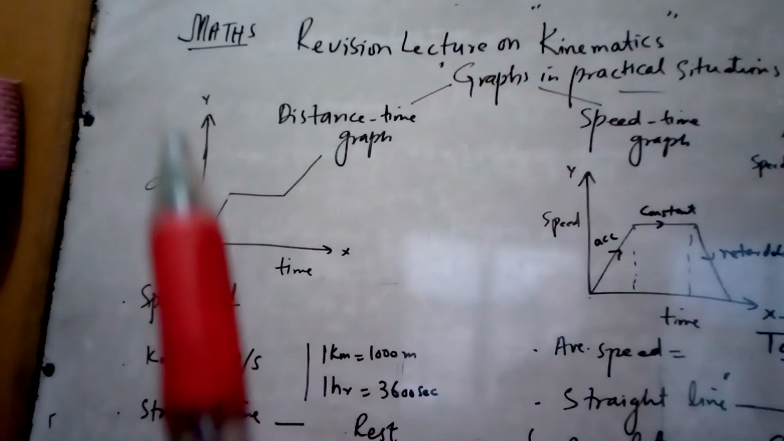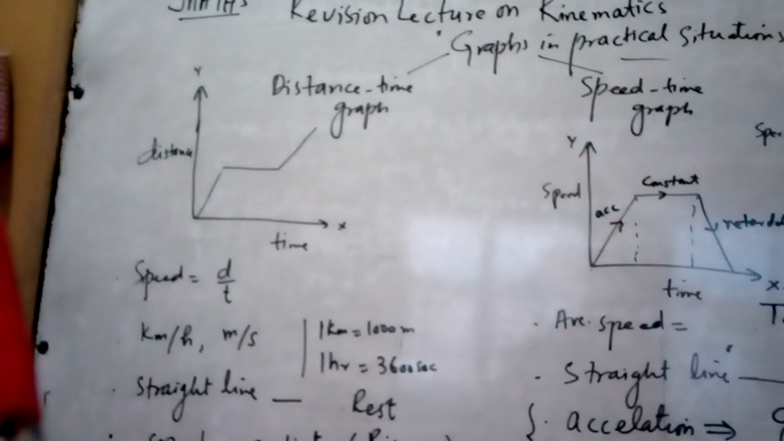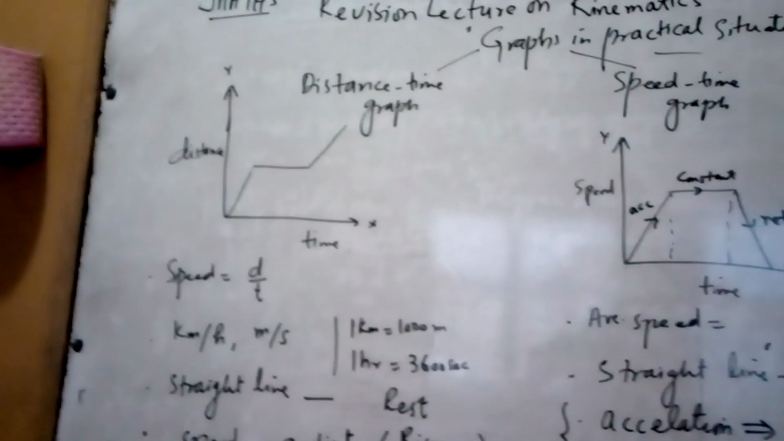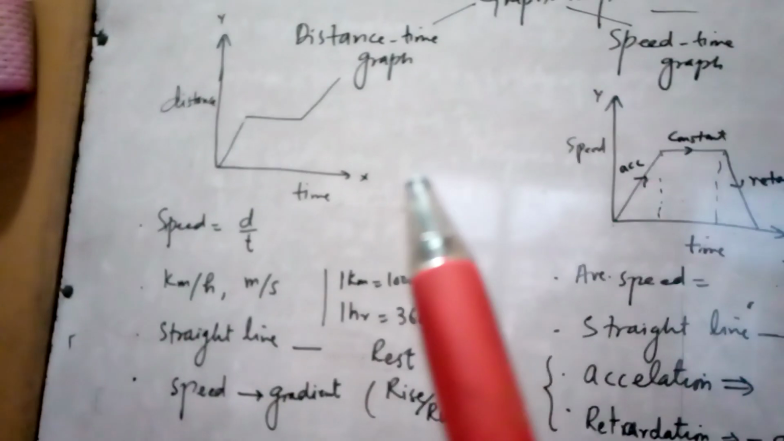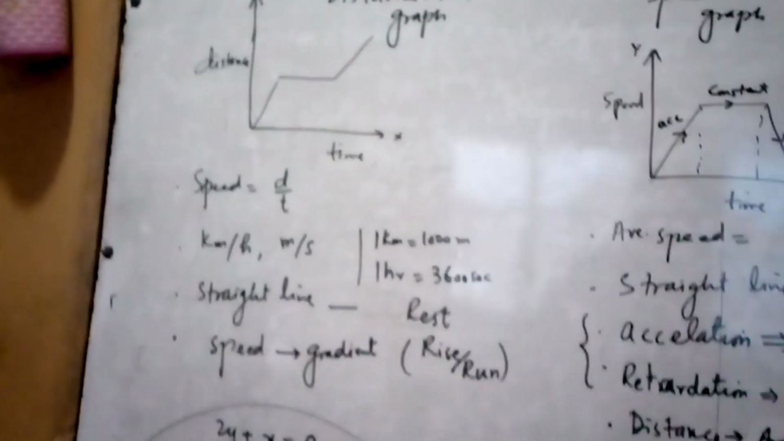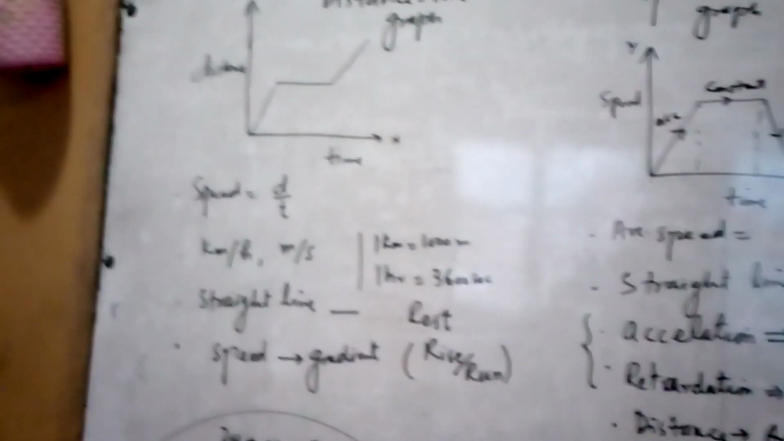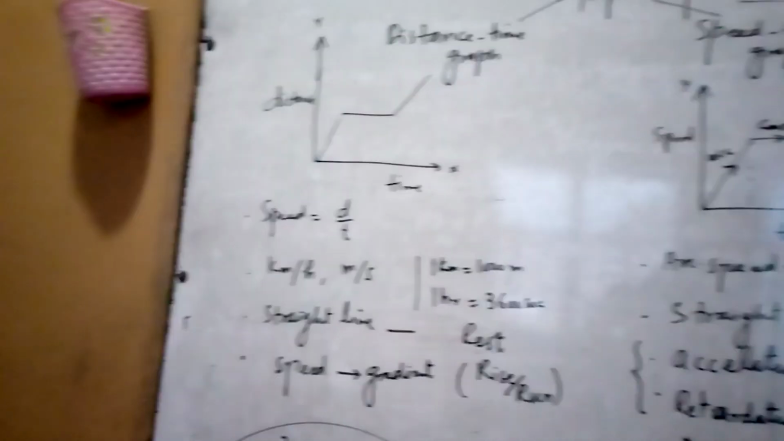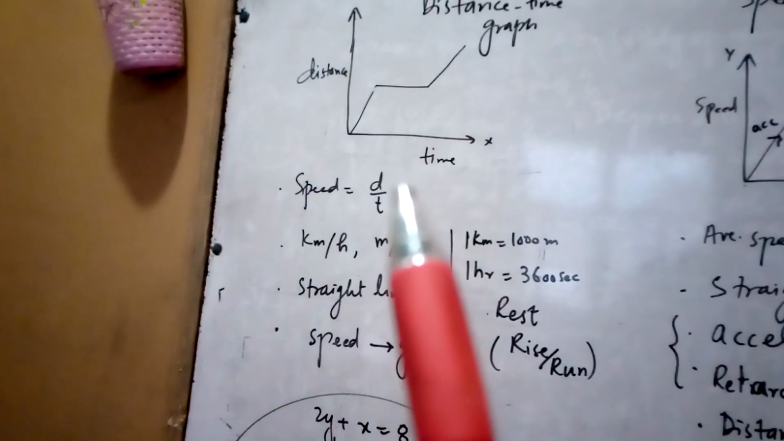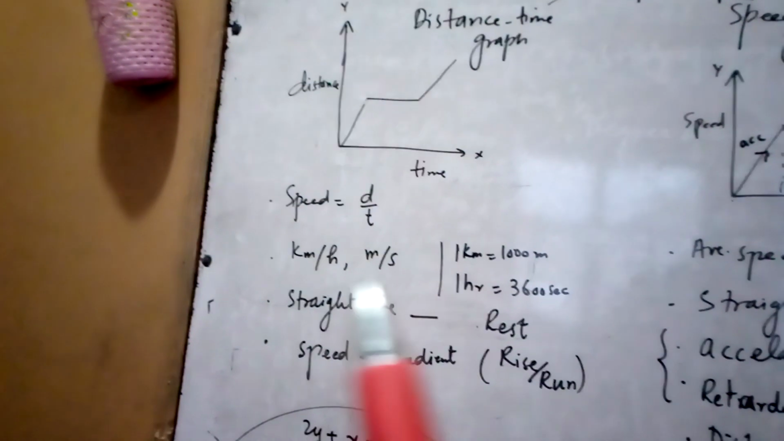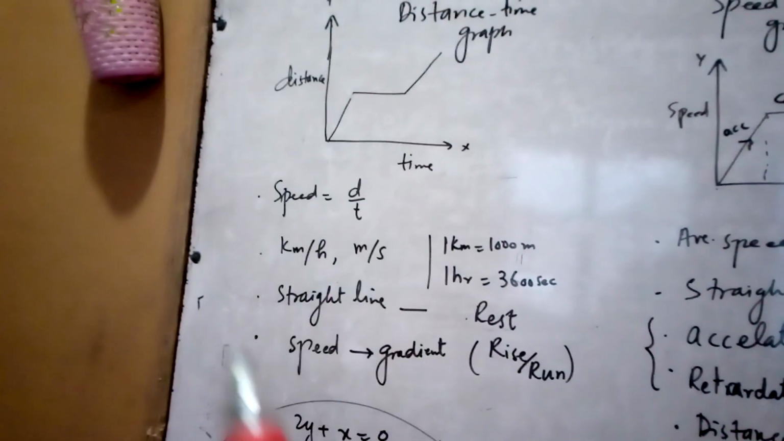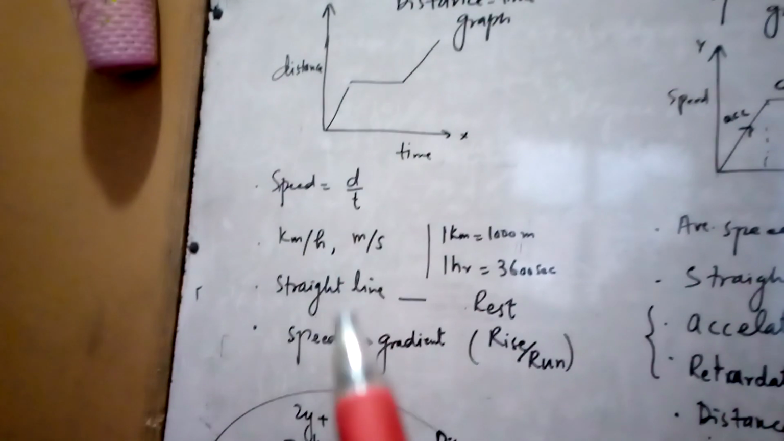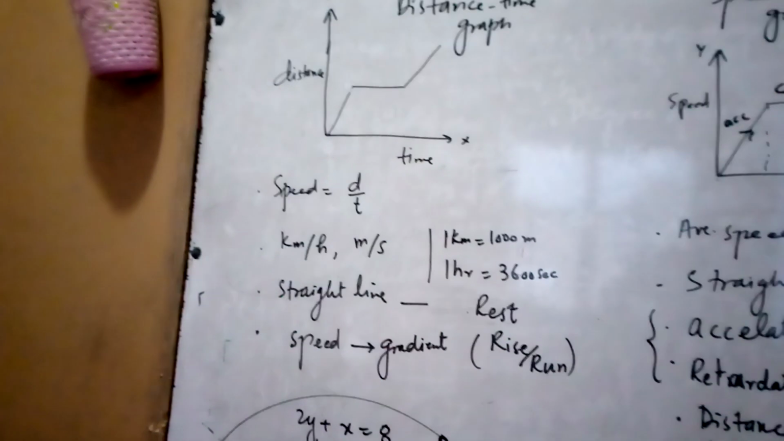And this is the distance time graph, where distance will be on the y-axis and time will be on the x-axis. Okay, so in the distance time graph there are some points that we discussed that may be asked in the past papers, in the questions. What is speed? You will find it as distance over time, and remember that there will be conversion in units, kilometer per hour or meter per second.